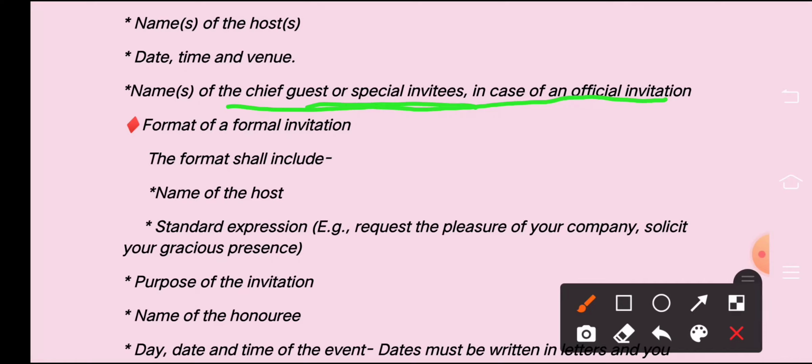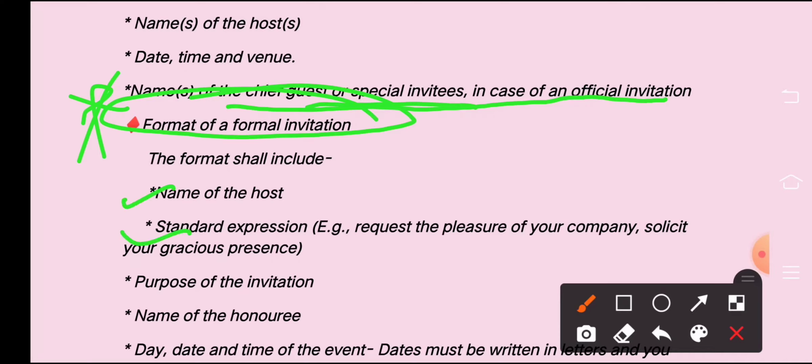Now the format of invitation writing, the formal invitation. This is quite important. So what are the things included in the format that you have to take care of? First is the name of the host, and the standard expression. When we talk about the standard expression, you may have seen many wedding cards or birthday cards or many cards of such type, or some shop being inaugurated or something like that.